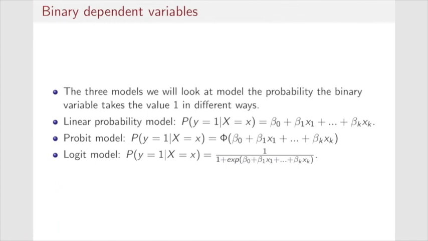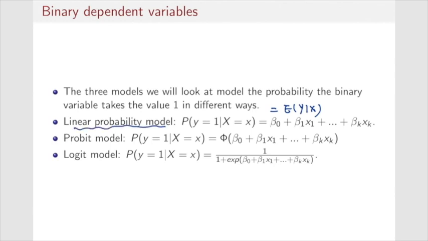In general, we have three different ways to model the conditional probability. Suppose we directly let the conditional probability of y equal to 1 be the population regression function, which is a linear combination of independent variables and the parameters. We will have the linear probability model.